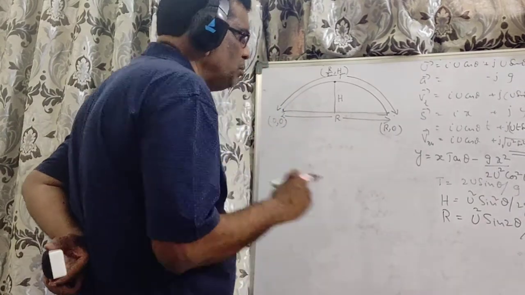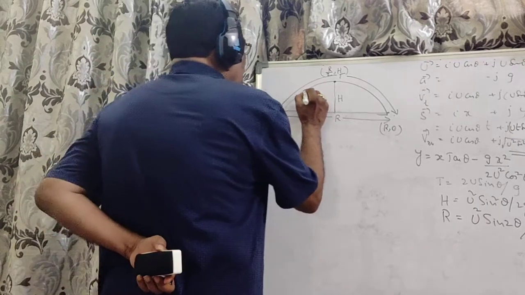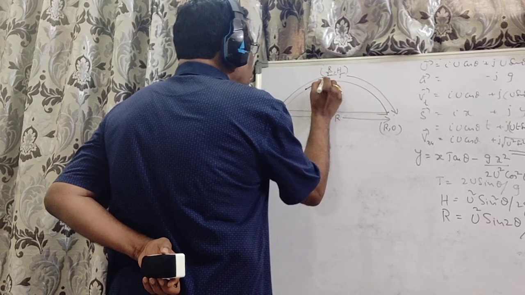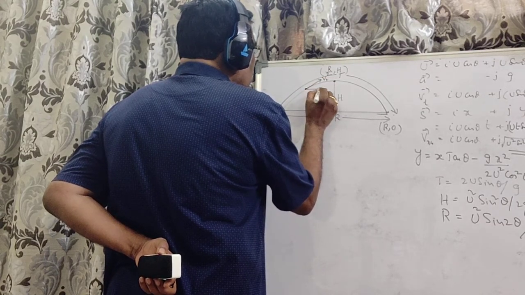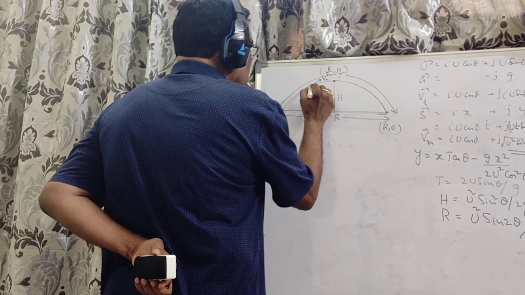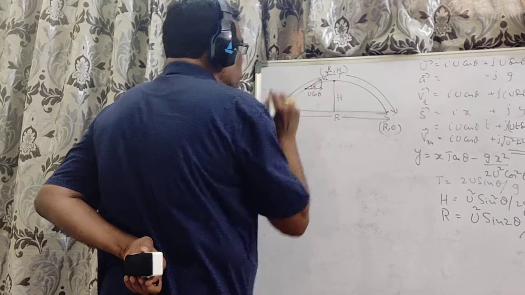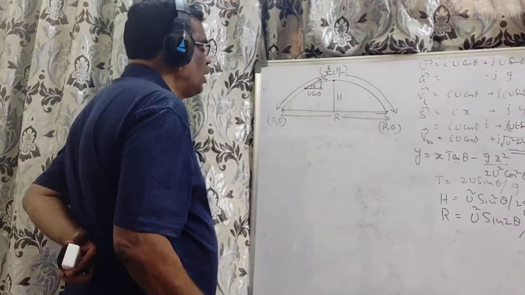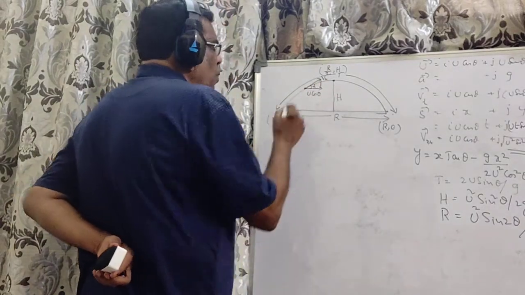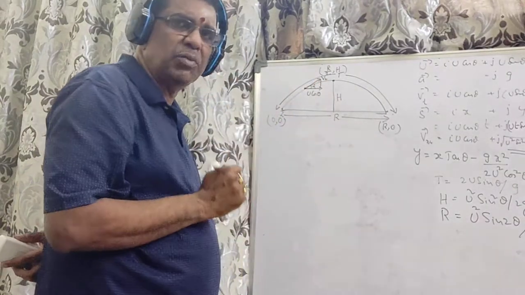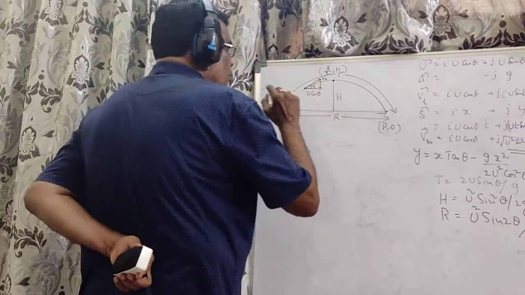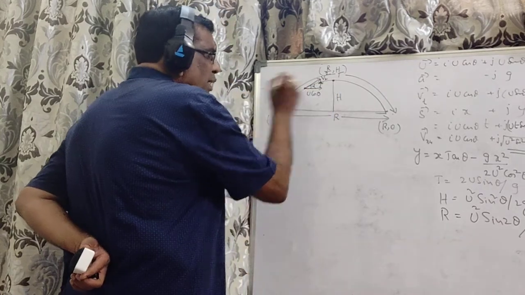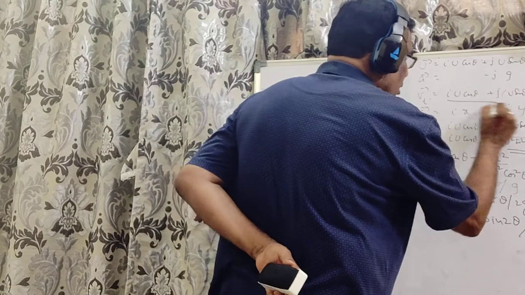Now, another important thing is angle. For example, this is your V at any time t, and you know that this is u cos theta, this is alpha. Okay? You got this point. Now, if I want to know what this alpha is, how do you get that? You see, this is the velocity at any time t.